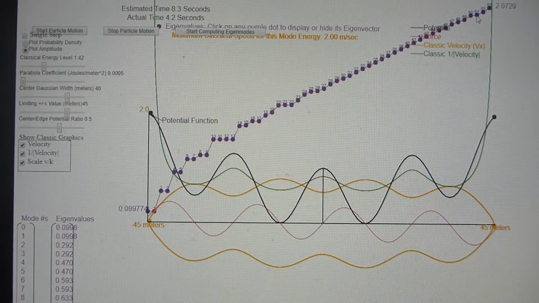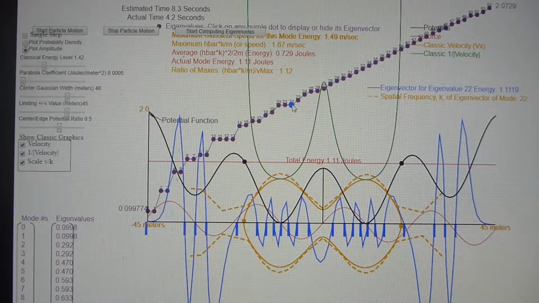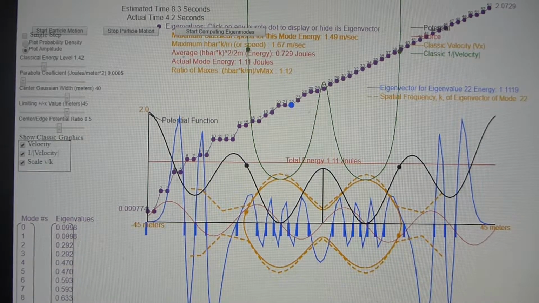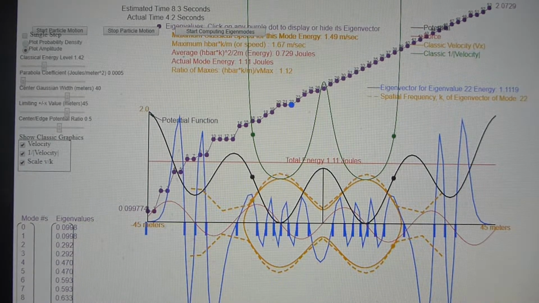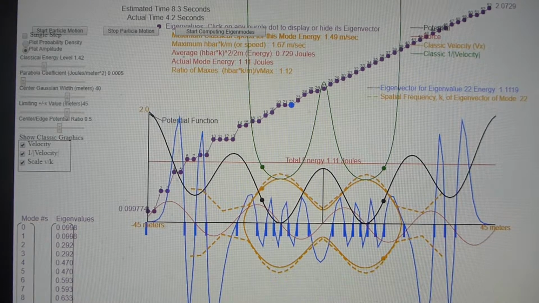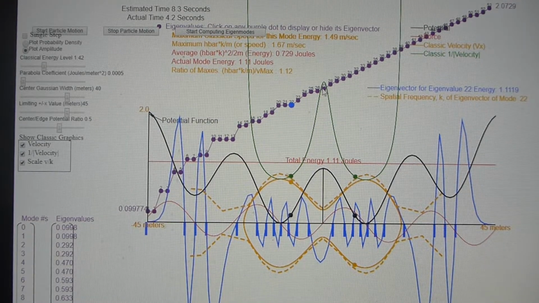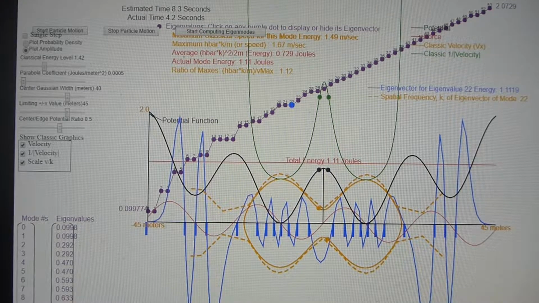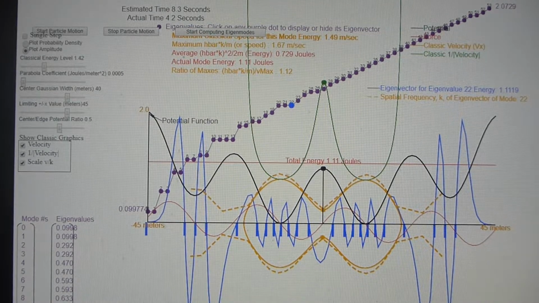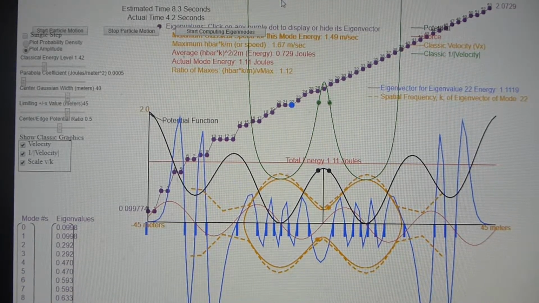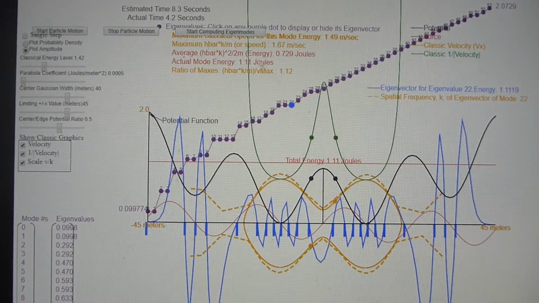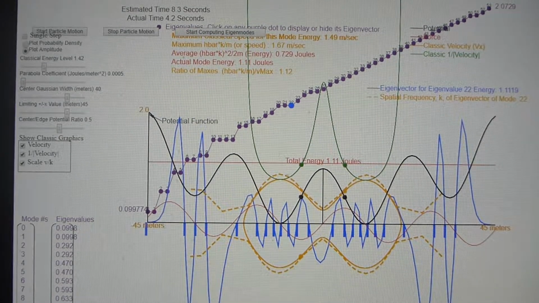Okay, before I leave, I want to point out that the time that the classical particle spends at the top of its trajectory here, which is in 1 over velocity space, up here, is much longer than the case for quantum mechanics. That just happens to be true.